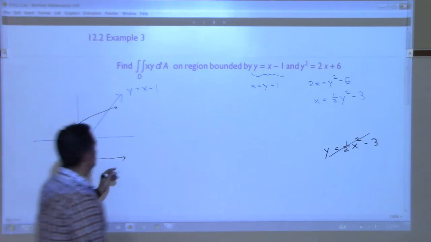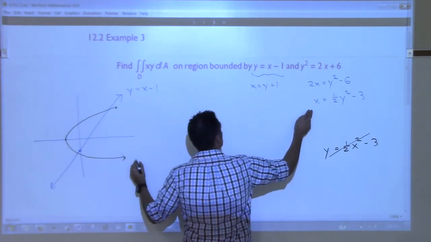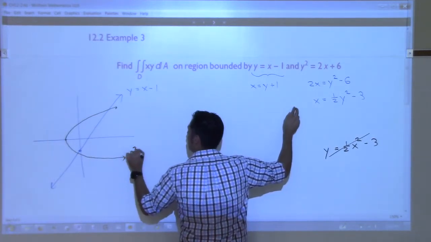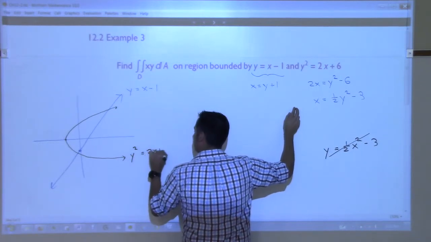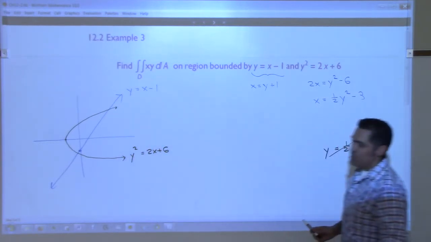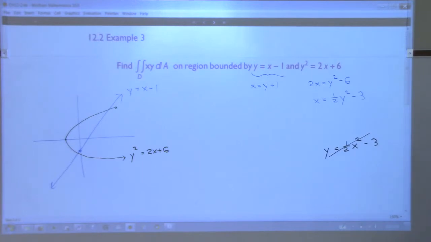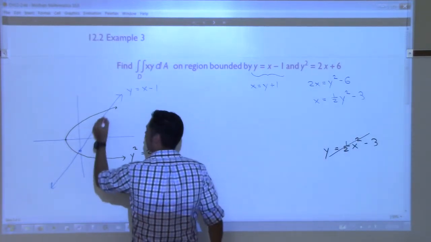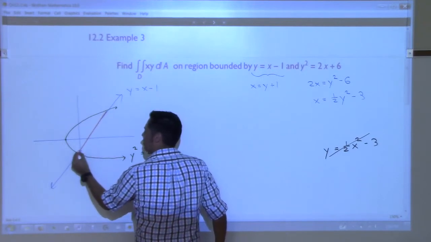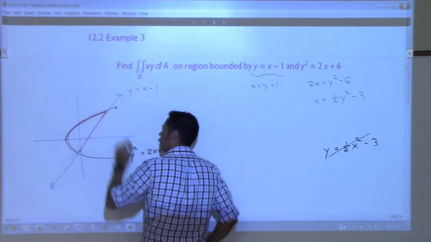So this one, I'm going to write it down. This one was y squared equals 2x plus 6. Now, do you see the region bounded by the two? Yep. All right. The question now is whether or not it's type 1 or type 2. So is this region type 1 or type 2?